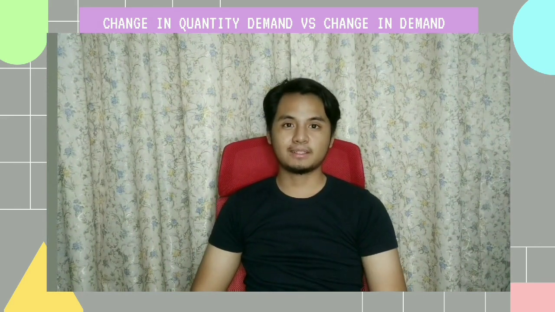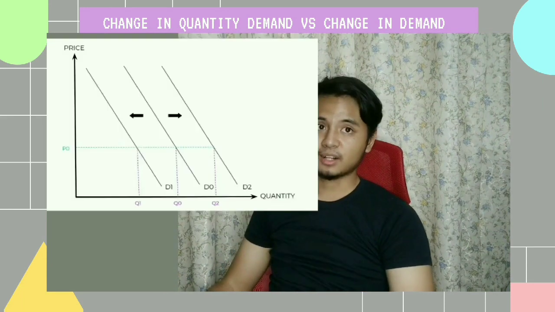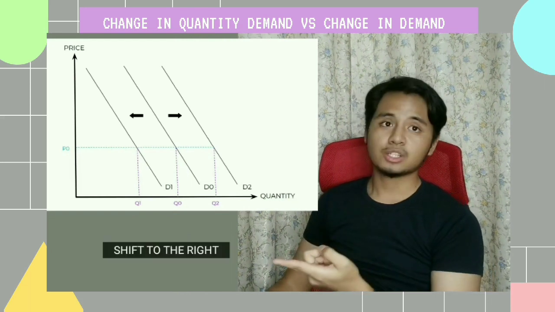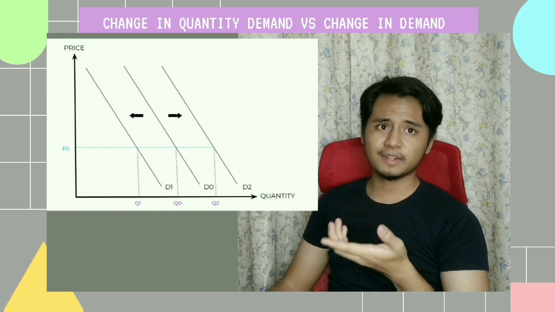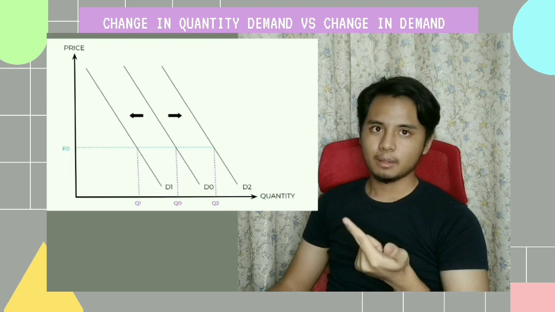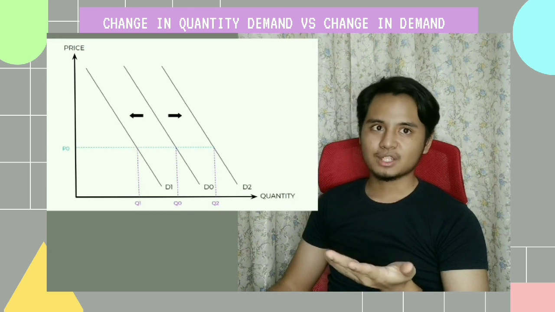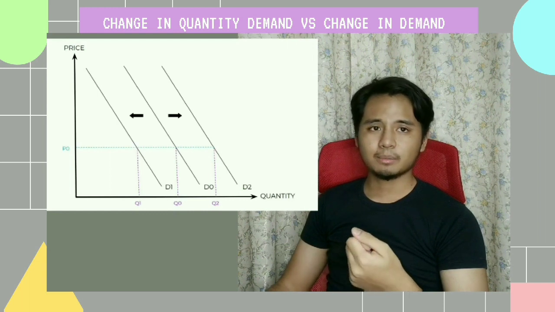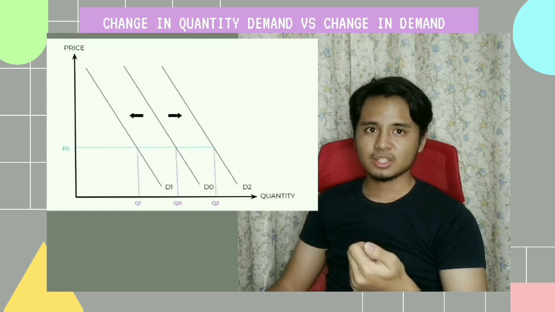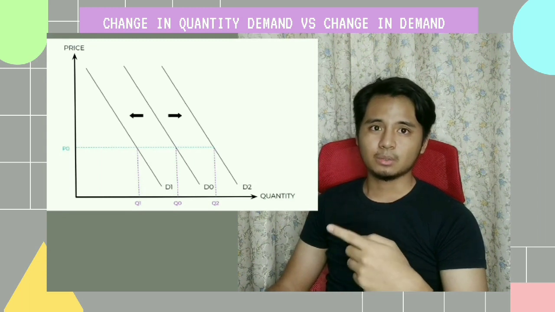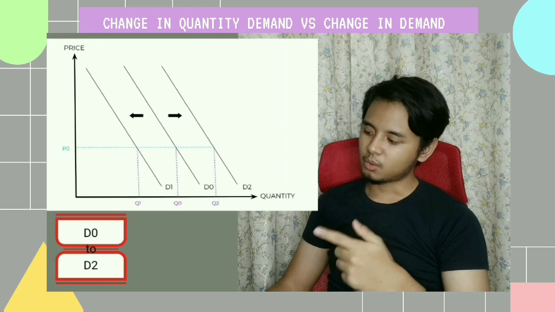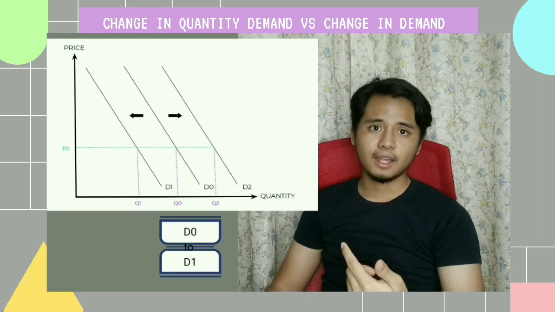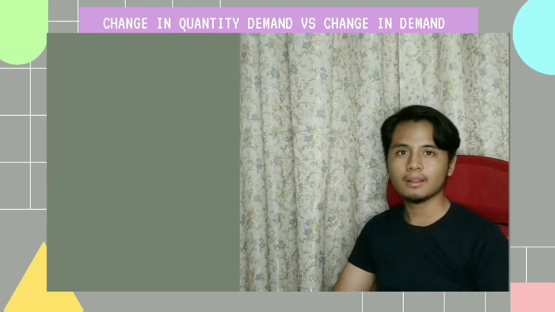Now we will talk about change in demand. As we can see in this graph, there is price against quantity. The graph will either shift to the right or shift to the left, which is caused by a variety of factors such as preference, income, price of substitutes, complements, expectations, population, and etc. As we can see, the price is constant and the quantity changes when there is an increase in demand. It will shift to the right, as you can see, D0 to D2. If there is a decrease in demand, it will shift to the left, as you see, D0 to D1.